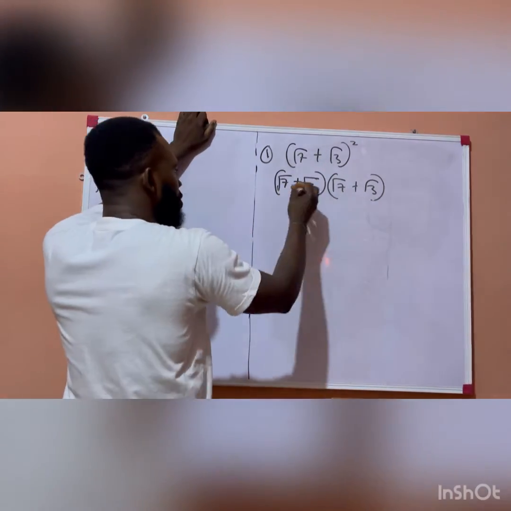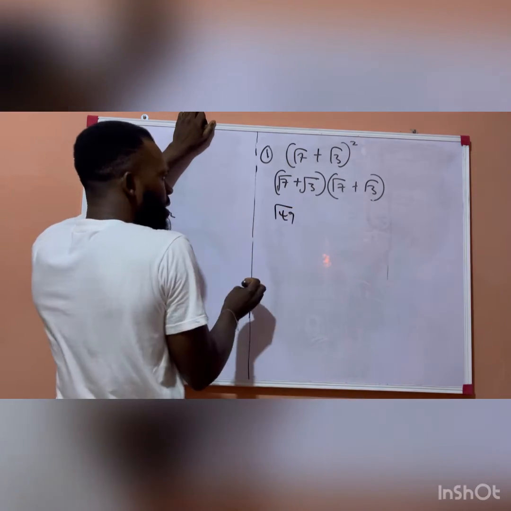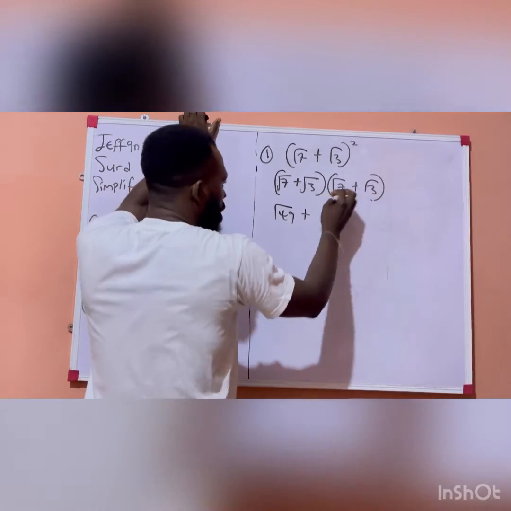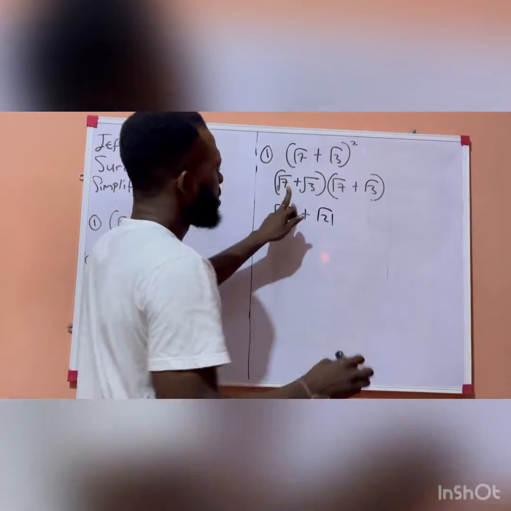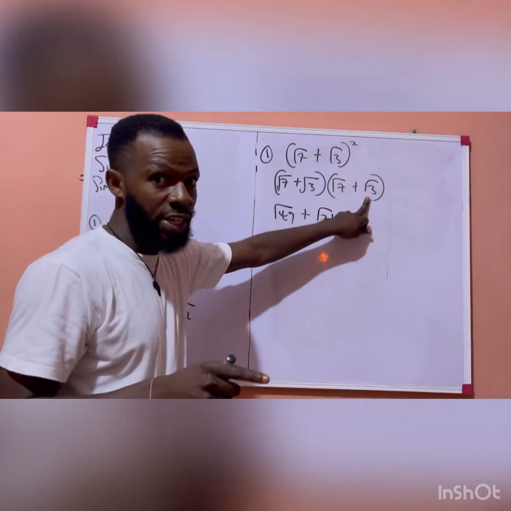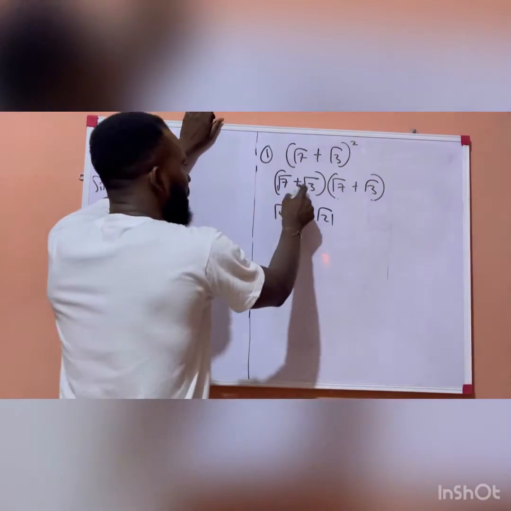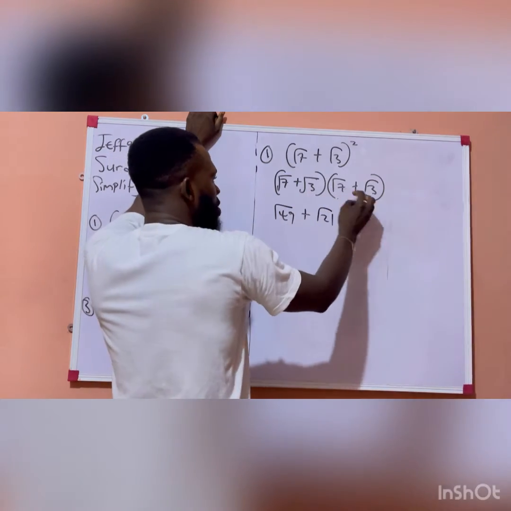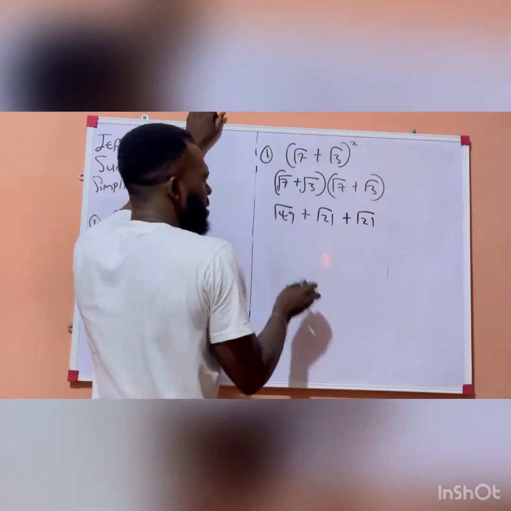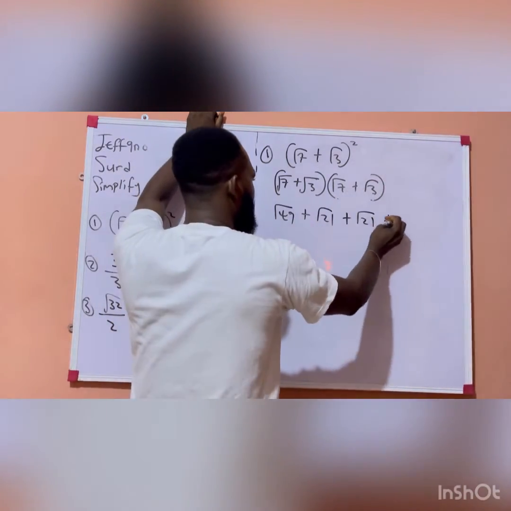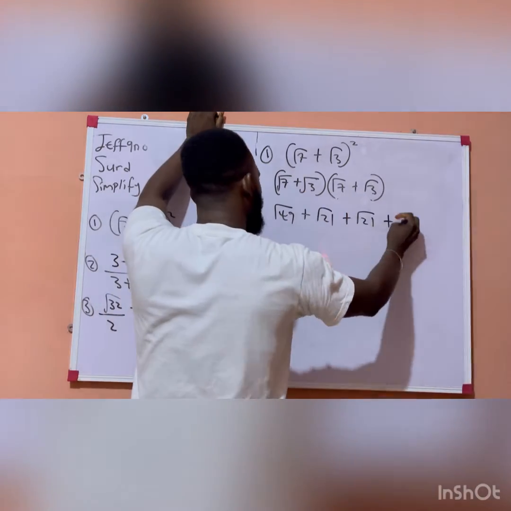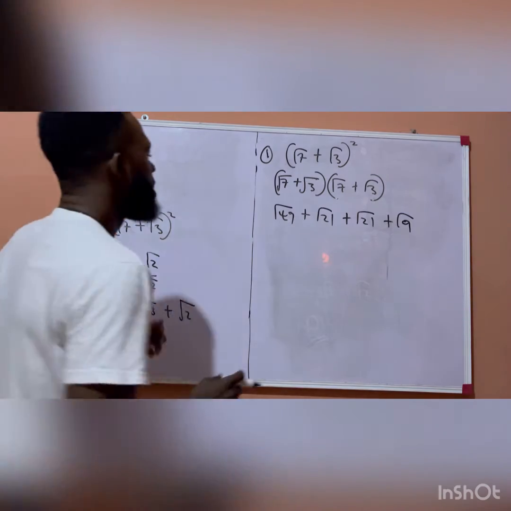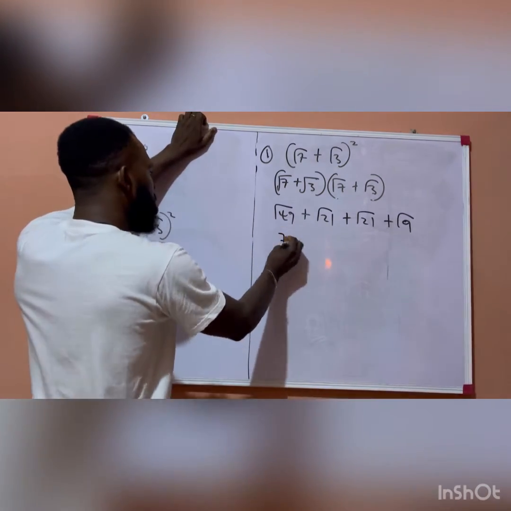Now, root 7 times root 7 gives us root 49 plus root 7 times root 3 gives us root 21. Now, root 7 has multiplied everything in the second bracket. Then the next that will multiply is root 3. Now, the sign here is plus. Now, root 3 times root 7 also gives us root 21. Plus times plus gives us plus. And root 3 times root 3 gives us root 9.